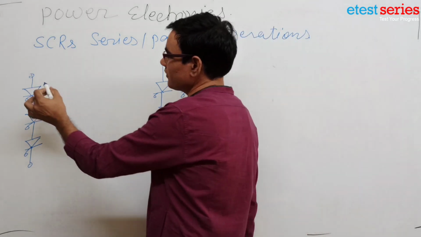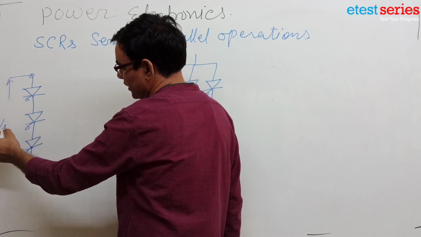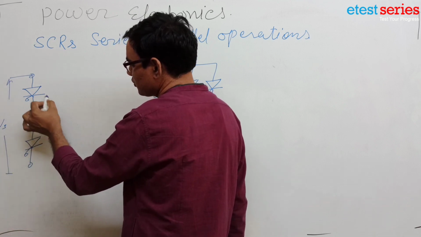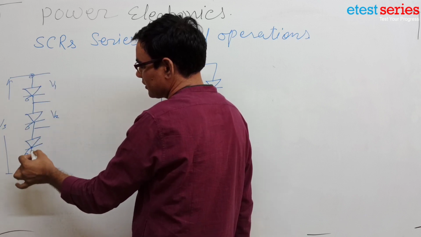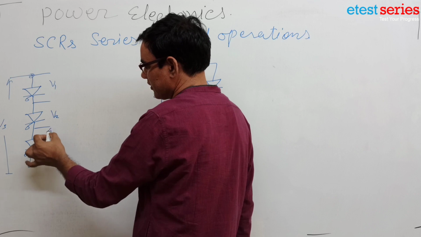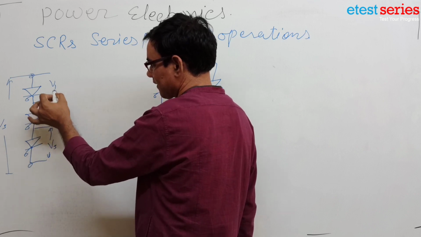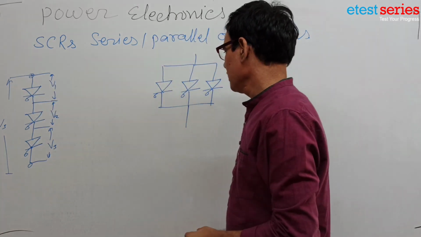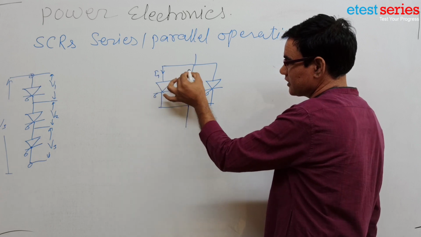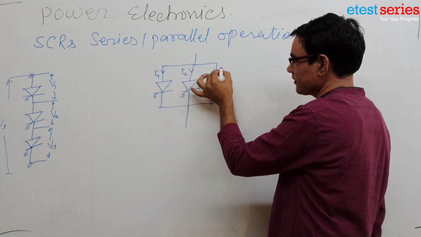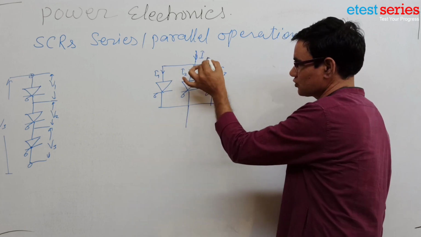So in a series, whatever voltage is applied across here, that is the total voltage, the source voltage, it is divided into three parts. This is the voltage V1, here the voltage V2, here the voltage V3. Different voltages. And here the different currents may be. This is the I1 current, this is the I2 current and this is the I3 current. And this is the total current Is, source current or load current.